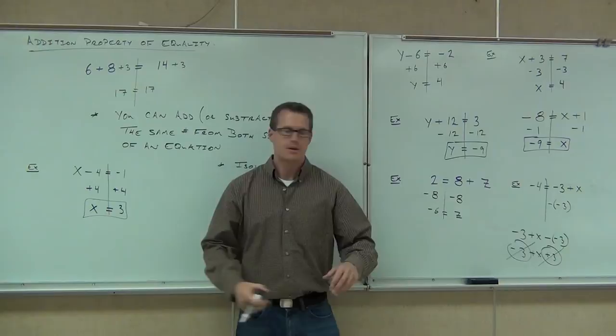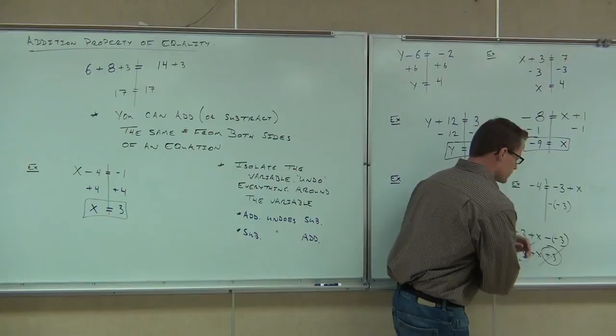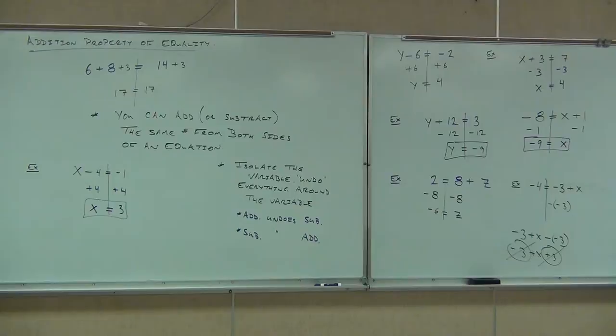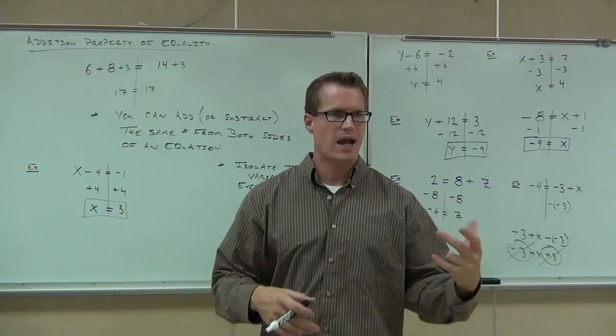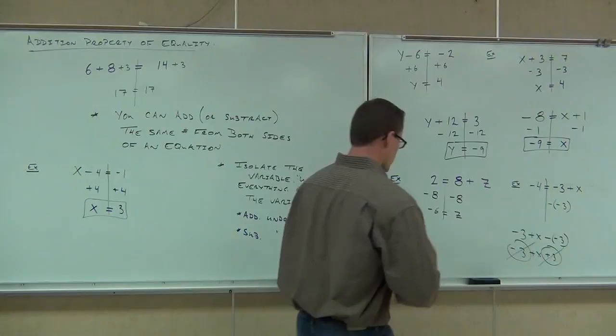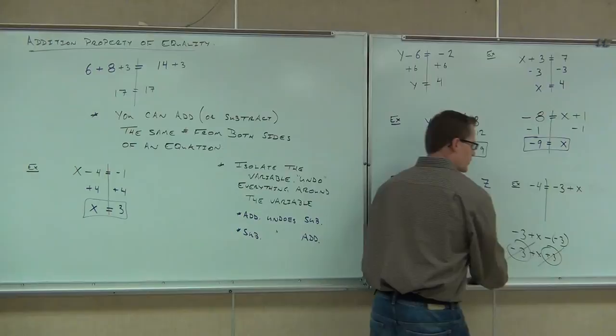So instead of showing all this work, we can think of it as, okay, how do we get rid of it? If we understand that subtracting -3 is the same thing as adding 3, adding 3 to both sides will work for us. So instead of subtracting -3, we think of it, okay, what's the opposite of -3? We're going to add 3.